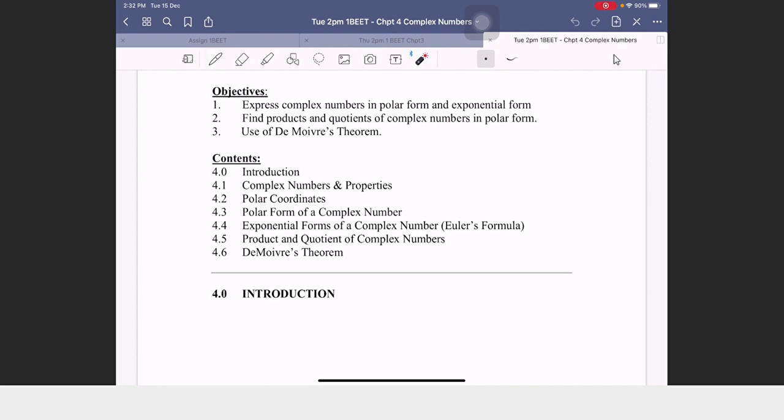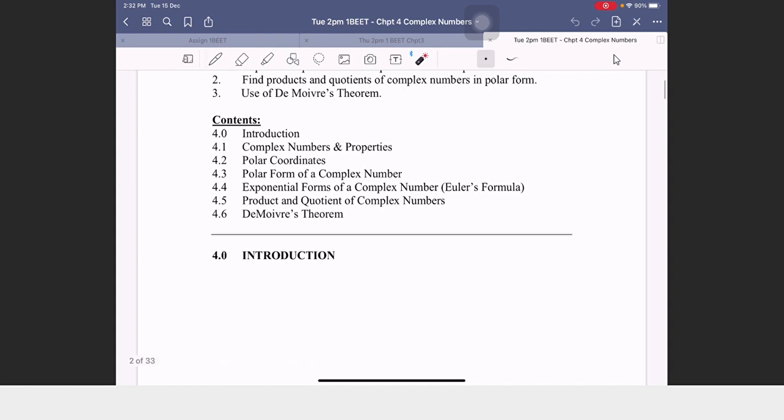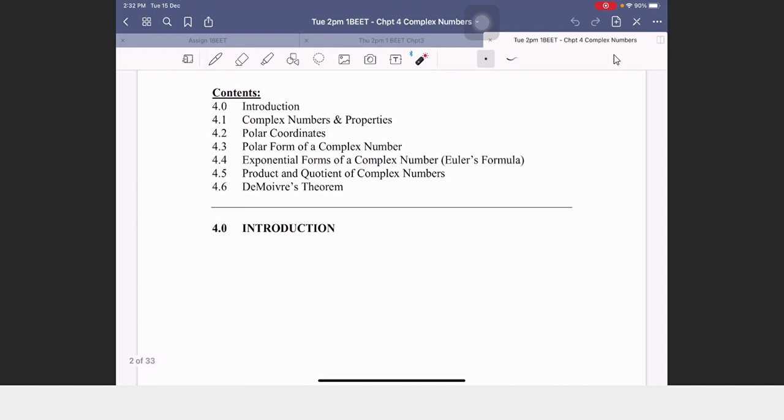Basically, if you remember, real numbers are numbers on your x-axis. If you refer to your x-axis, numbers on the x-axis going from -infinity to +infinity are what we call real numbers.